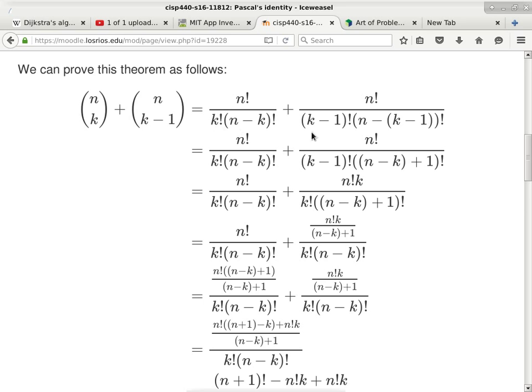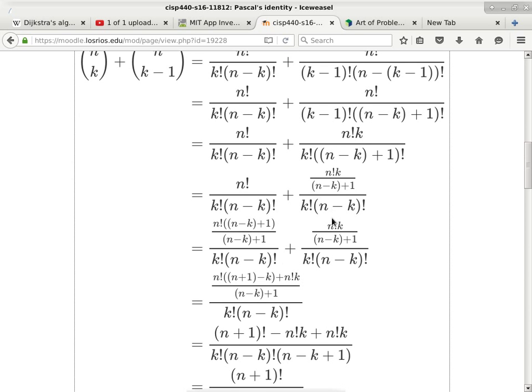The first row is by definition, and then the second row is by moving the parentheses a little bit. Can everybody see how I went from the first row to the second row? The only thing that was changed is this part here. And then from the second row to the third row, I introduced a k here. So k minus 1 factorial becomes k factorial. That's how we got from the second to the third row.